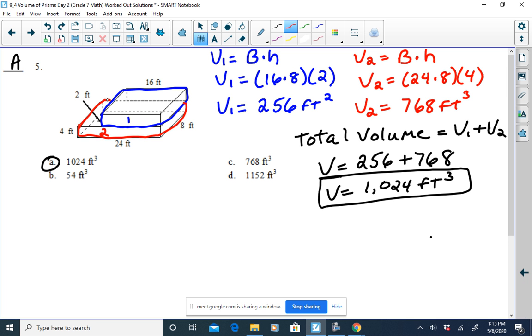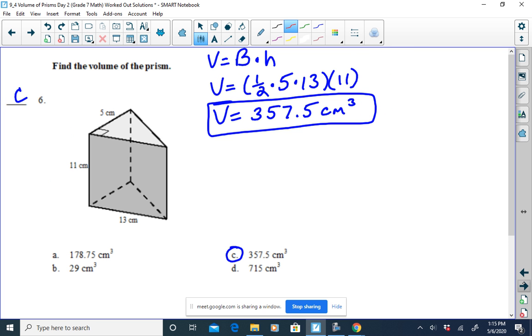Did you get that answer, or did you get something else? No, I got that one. Okay, checking good. Yep, good job. And then question 6, you said, right? Yeah. Question 6 is a triangular prism.